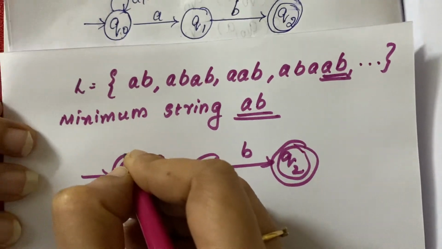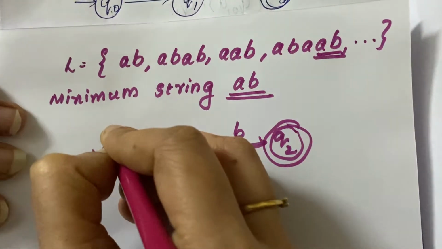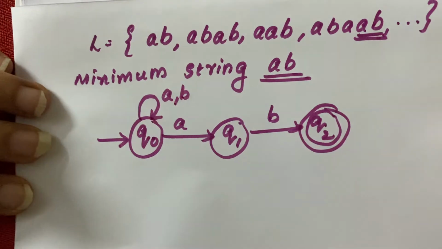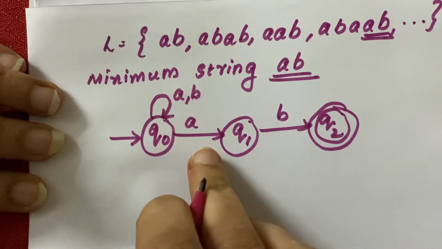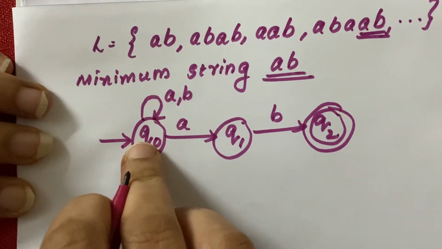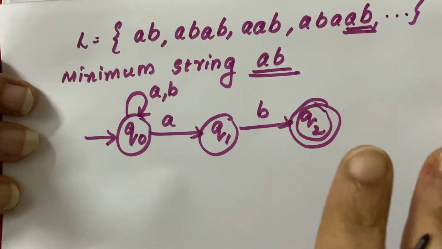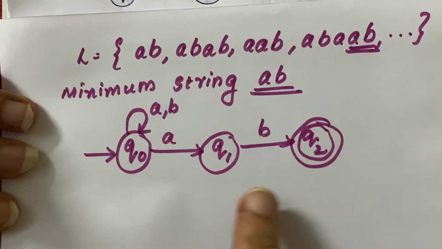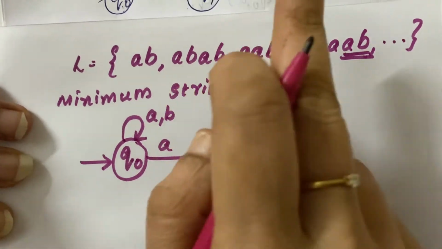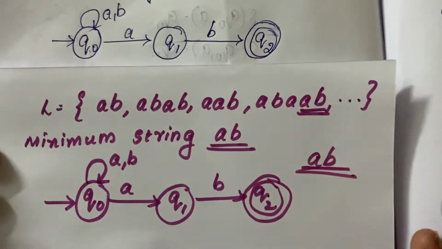In the beginning you can have any number of A's and any number of B's. So your transition will be like this, A, comma, B. See here, check whether this is an NFA. Q0 on accepting A comes to Q0 itself. Q0 on accepting A also goes to Q1. So there are two transitions here. So we have constructed this NFA. This is an NFA for the strings which end with AB.